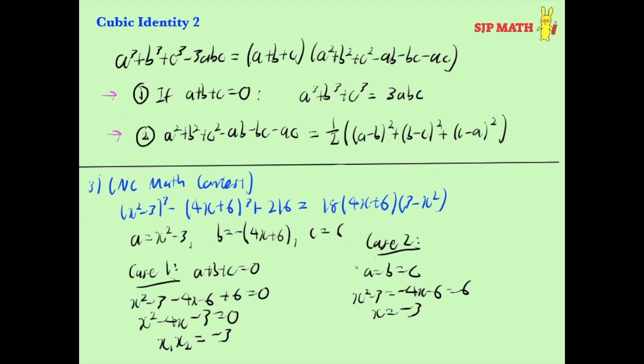So we know the product of all the solutions in case 1 is negative 3, and we only have one solution for case 2, which is negative 3. So the product of all the distinct real solutions of this equation would be negative 3 times negative 3, which is equal to 9. So the solution is equal to 9.